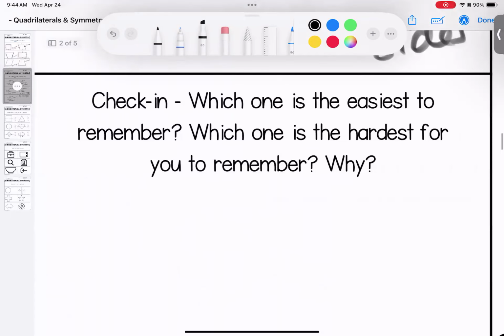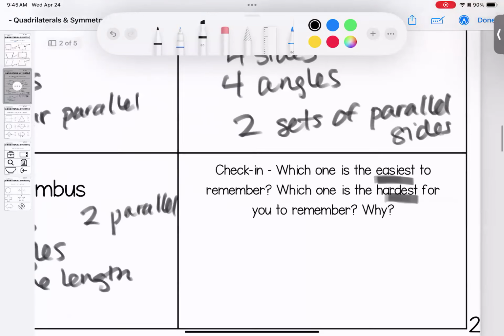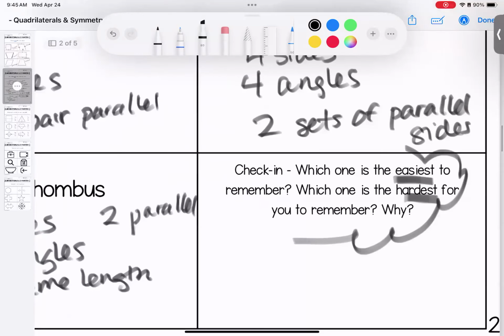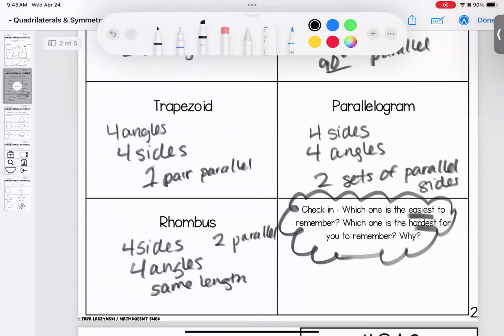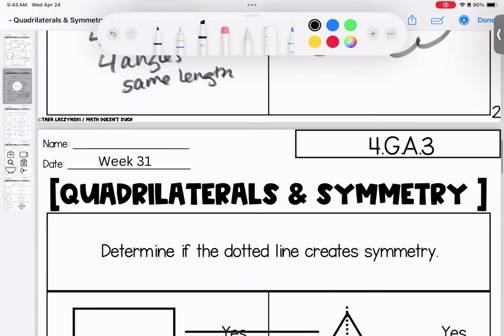And then our last one, our check-in, which one is the easiest to remember? Which one is the hardest to remember? And this is personal preference. Do you have one that's easier to remember? One that's harder? For me, my brain, the first one it pulls for is a square. And the harder one, probably the trapezoid because it looks the most different. There's no right or wrong answer for this. This is just talking about your brain checking in what's easier and what's harder. If you have questions on this page, go ahead as always, bring them to class.